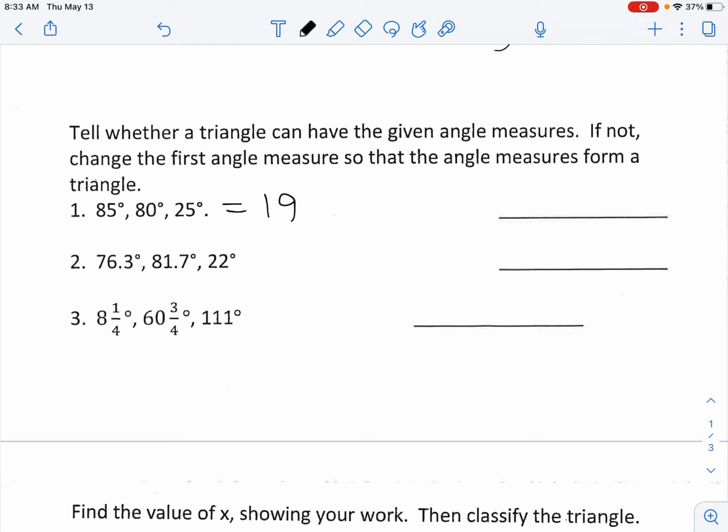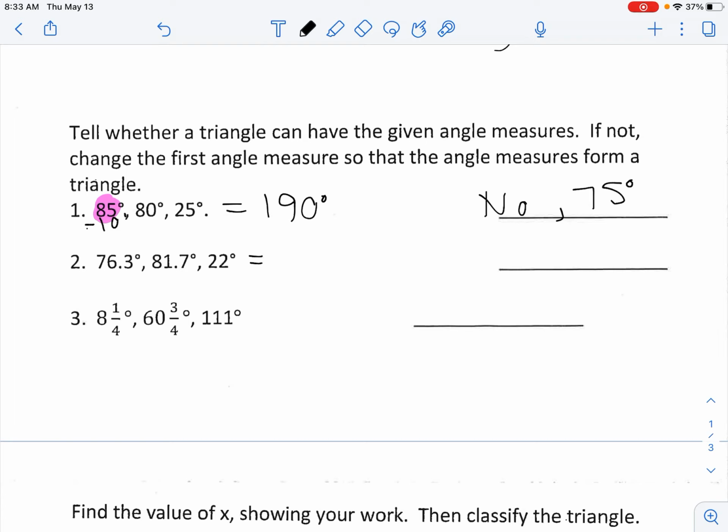So those actually total 190 degrees. That is not possible. Tell whether a triangle can have the given angle measures. No. And then it says, if not, change the first angle measure so that the angle measures form a triangle. Well, if we're 10 degrees over, we're going to have to subtract 10 degrees from 85. So that is going to have to be a 75-degree angle.